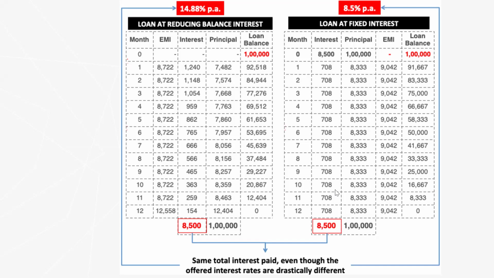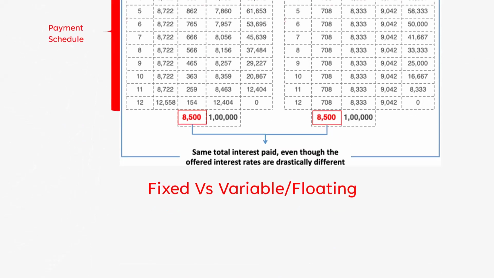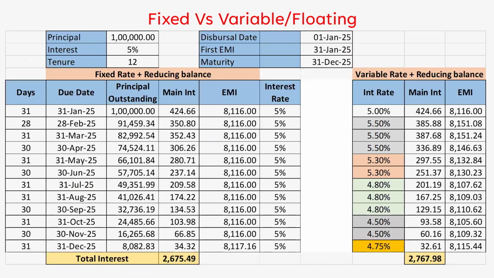And now we'll see the next. Here the numbers 1 to 12 are called the payment schedule, because first he is getting the disbursement, and then these 12 schedules are called the repayment schedule. And as I said, 8,500 is calculated for the total tenor upfront, and then that is divided into 12 and spread across the schedules.